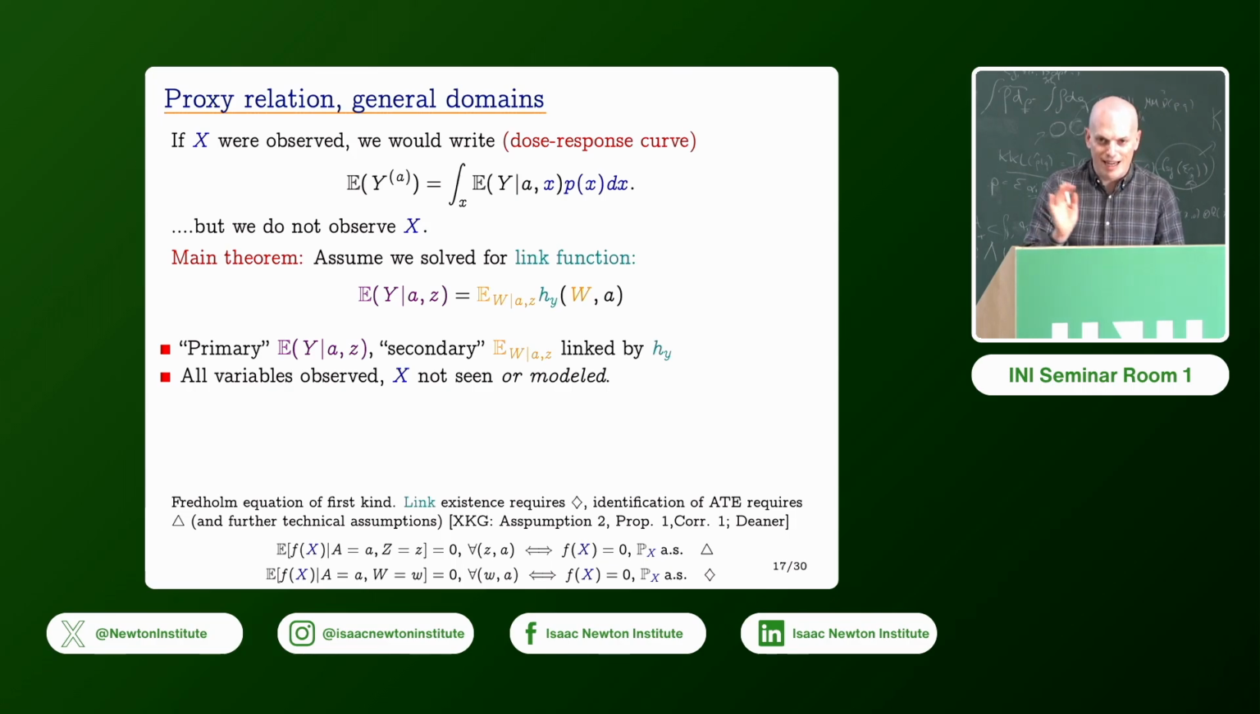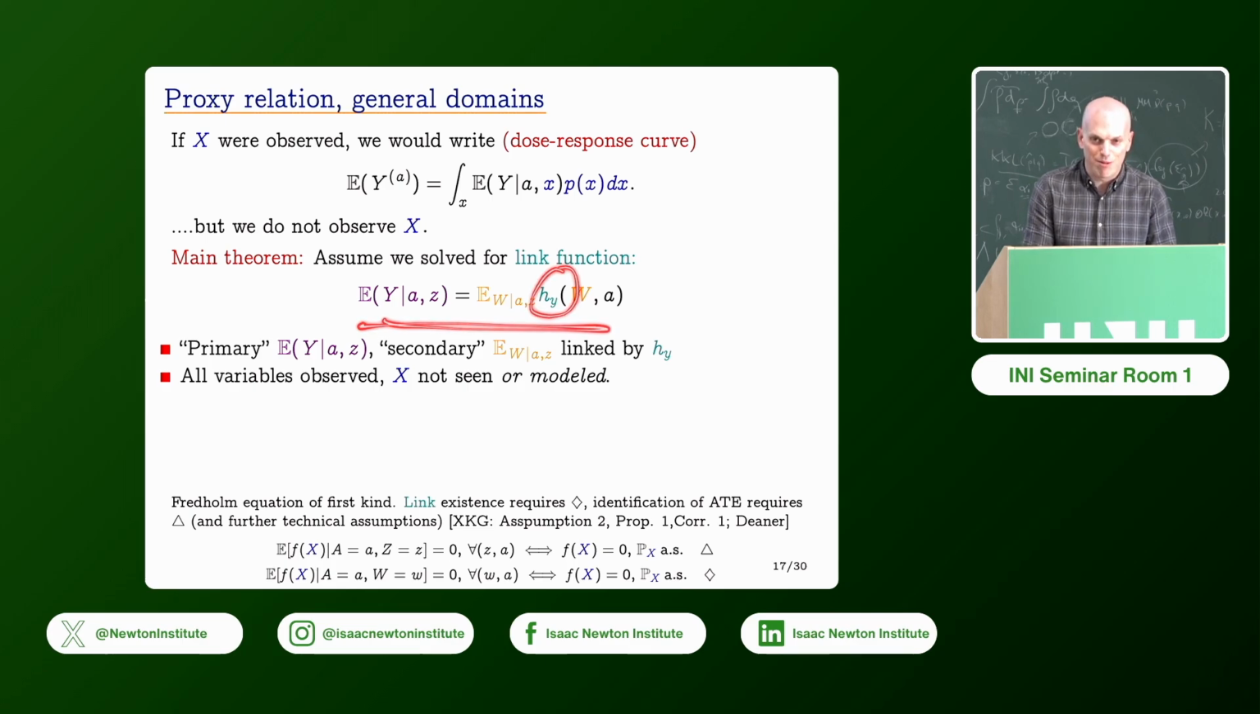So any questions about that before I go on? Yeah. So we want to solve this equation for h. It's a Fredholm equation. It's ill-conditioned in practice, so in practice we're going to get a minimum norm solution h for this.